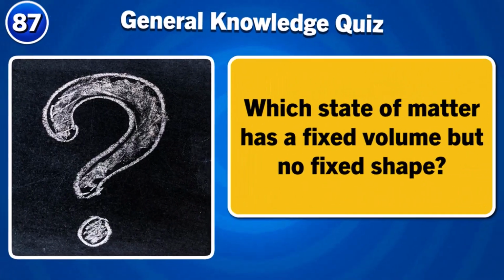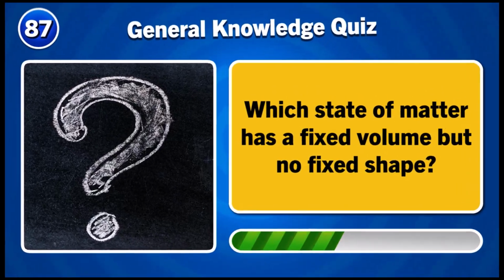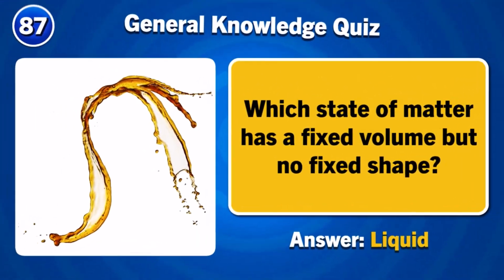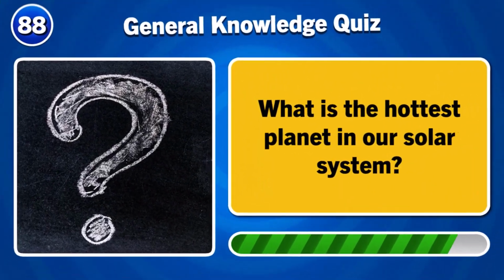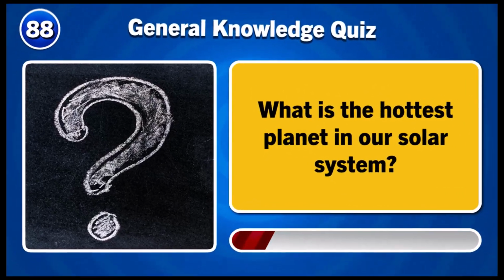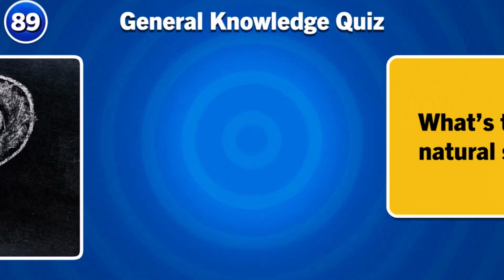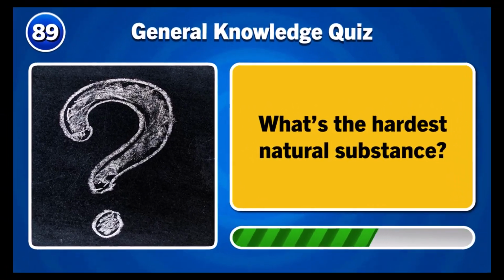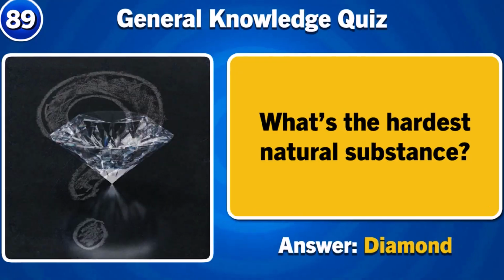Which state of matter has a fixed volume but no fixed shape? Liquid. What is the hottest planet in our solar system? Venus. What's the hardest natural substance? Diamond.